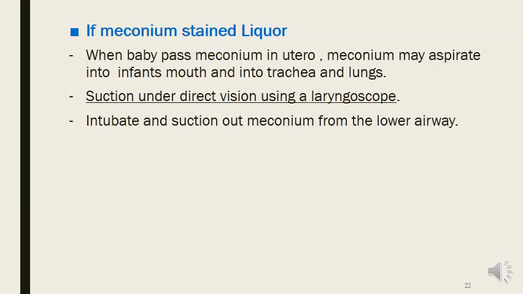And if the child passed the meconium, the amniotic fluid is stained with meconium. If meconium-stained liquor, when the baby passed the meconium in utero, the infant may aspirate meconium into the mouth, trachea and lungs. In this condition, we can suction the baby under direct vision using a laryngoscope, intubate and suction out the meconium from the lower airway.